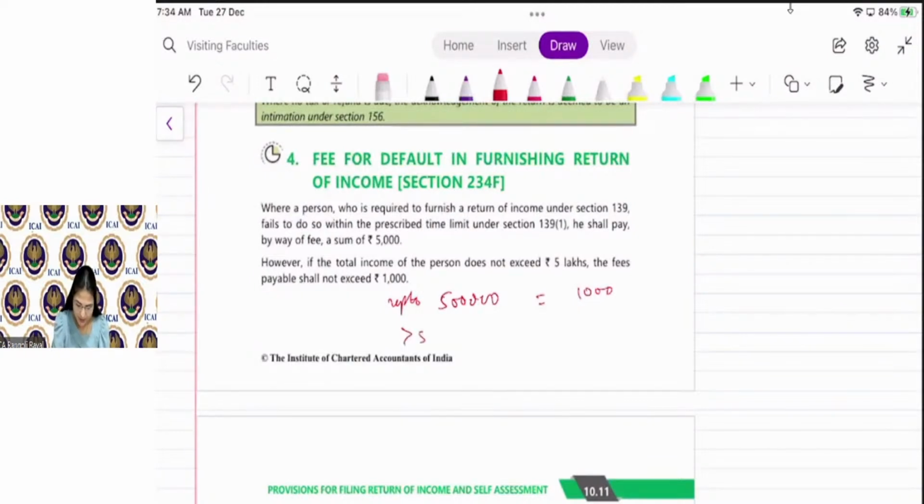If your income is greater than 5 lakh, then the late filing fee is straightaway 5,000. Clear, everyone? Up till now, clear?